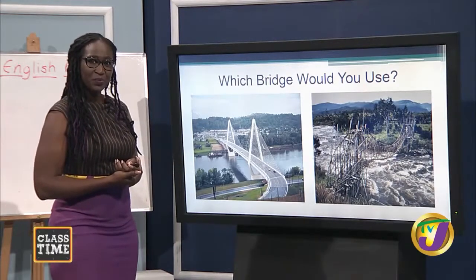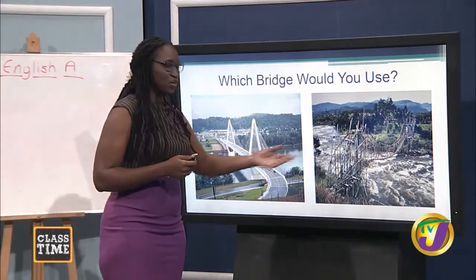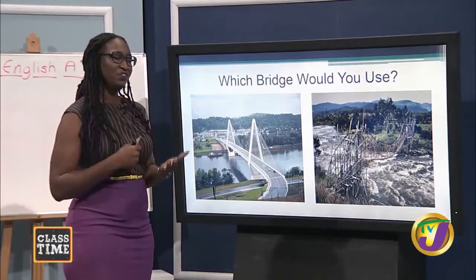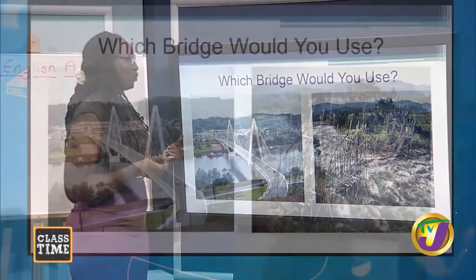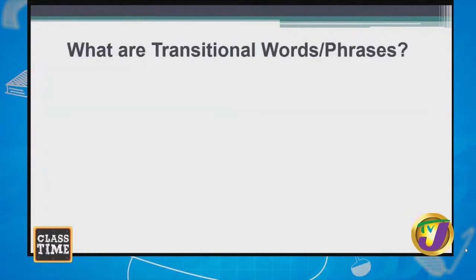Big difference. So, of this bridge and this bridge, which would you prefer to use? Which would you feel more confident using? Which one do you think can get you safely from one side to the next? And that is a concept you need to use when you're using your transitional phrases and link words. Which one or which set will get you from one point to the other safely? All right, so let's get into it.